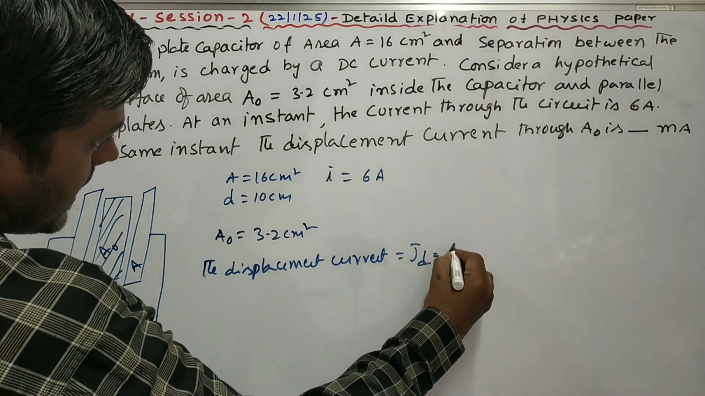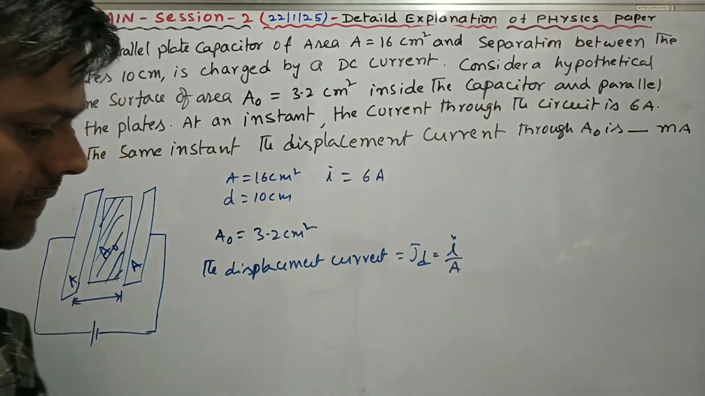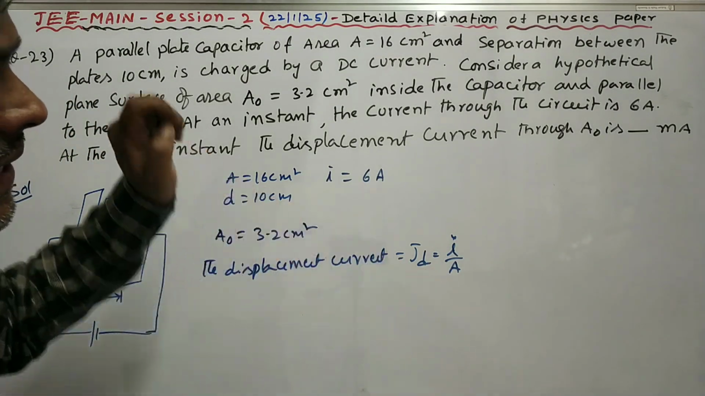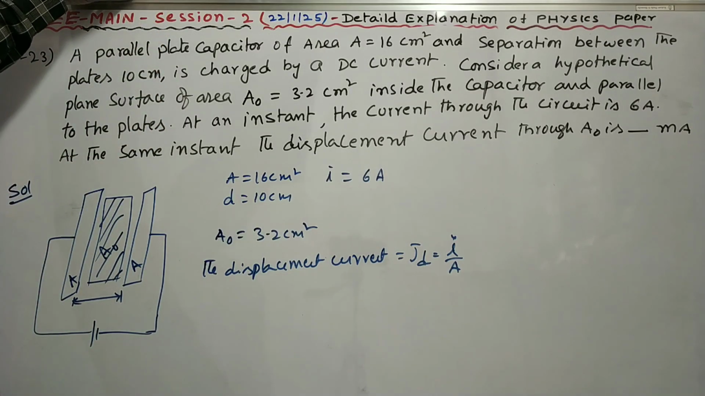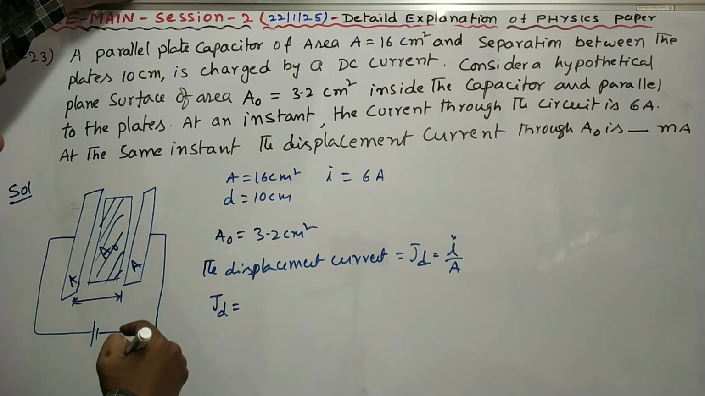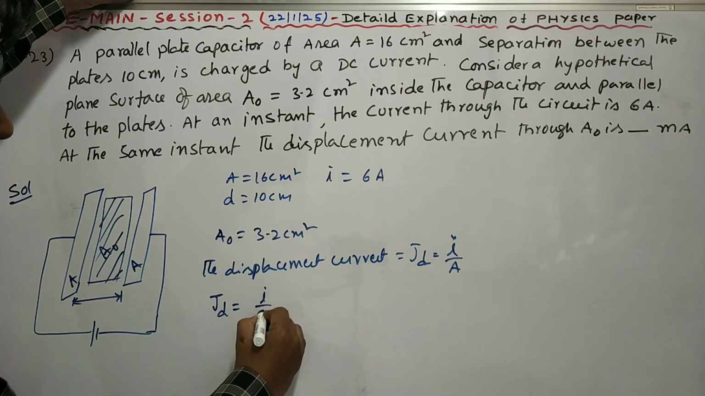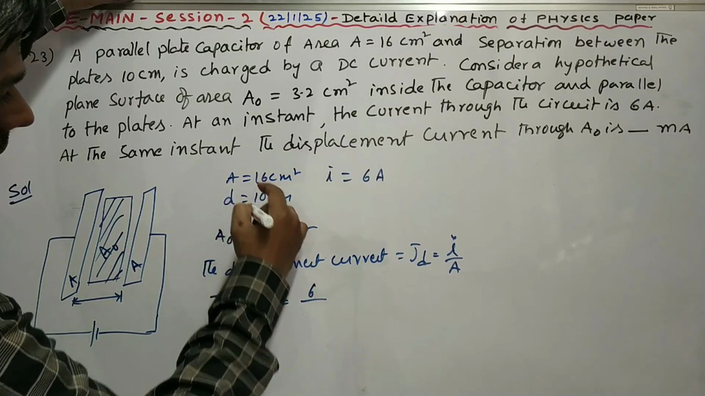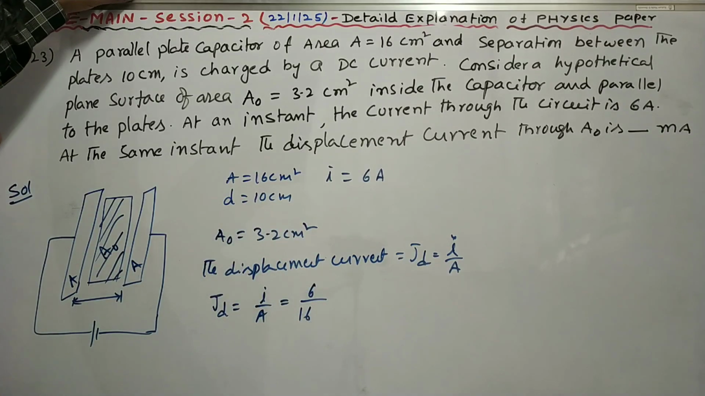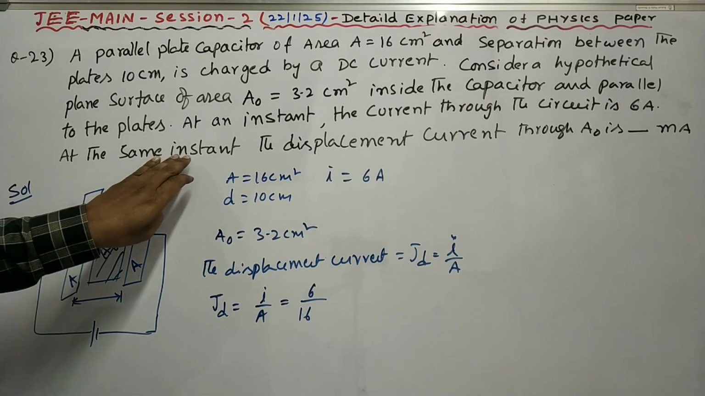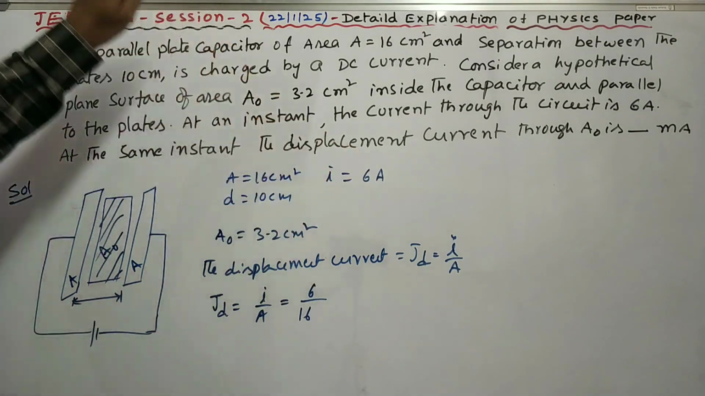JD is equal to what? Current per area. Displacement current density is current per area. So JD value is equal to current I by A. Initially, the current passing is 6 ampere, and the cross section area is 16. So this is the value. Now what is being asked is the displacement current at the same instant through A0.